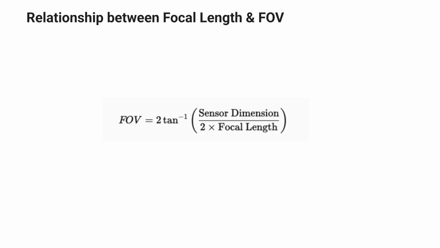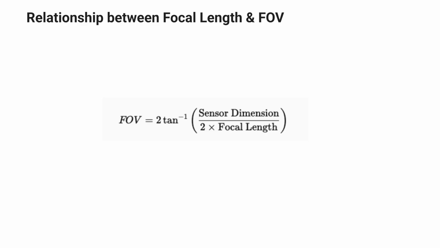Focal length alone does not completely determine a camera's field of view. Sensor size also plays an important role. The same 4mm lens will produce a wider view on a larger sensor and a narrower view on a smaller sensor. The formula shown here explains this relationship.